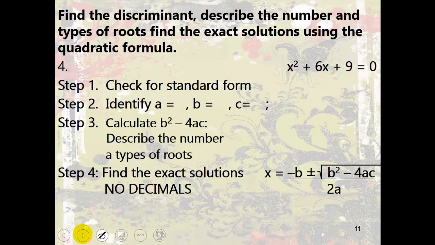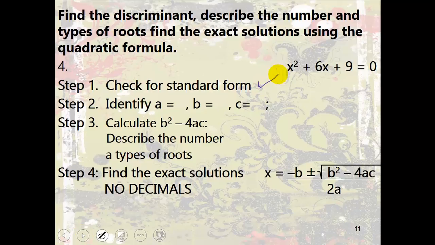All right, this is our last example. We're going to find the discriminant, describe the number and types of roots, find the exact solutions. That means no decimals. Here we go. I want you guys to actually complete this whole thing and then come back and check. All right? All right, here we go.